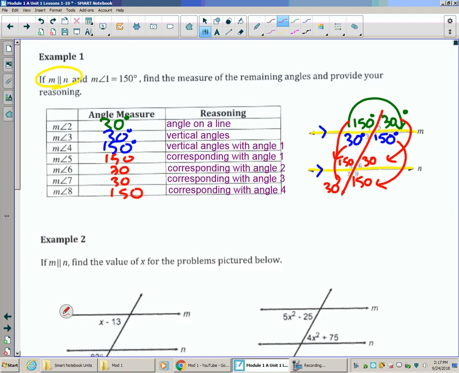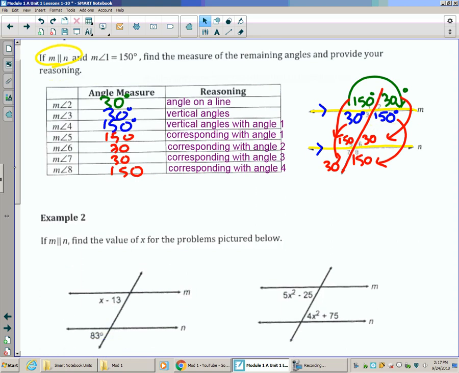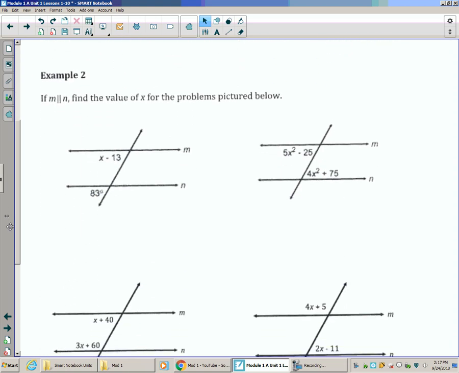And that's always going to be the case when we just have a simple picture with 2 parallel lines and a transversal. The same numbers are going to show up in all 4 spots here. In example 2, we have to do a little bit more work here with our parallel lines. So again, I'm going to highlight that they're parallel and just put those little arrows there.